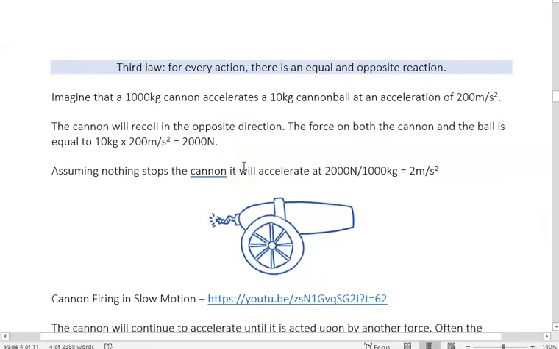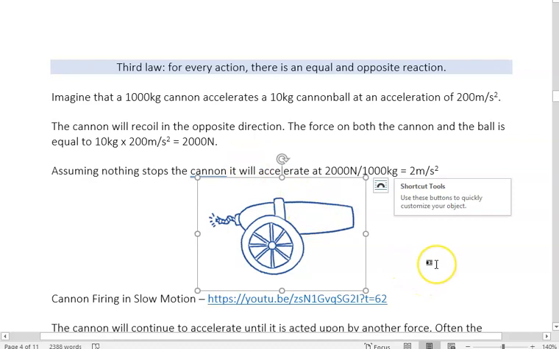Okay. The third law. This is probably the most famous one. For every action, there is an equal and opposite reaction. Imagine I had a cannon, and that cannon had a mass of 1,000 kilograms, a one-ton cannon, if you will. Now, it's going to accelerate a cannonball. Other people might say shoot a cannonball. It's going to leave the cannon with a speed of 200 meters per second. The cannon will recoil in the opposite direction.